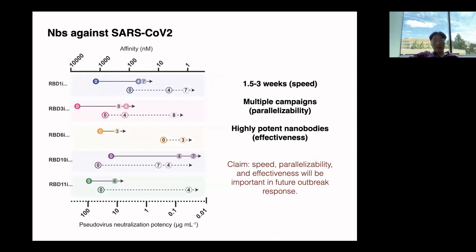Okay, so this is a summary of the work. We basically see that in these maturation campaigns, we get improvements in binding and potency over rounds, and these are because we basically can rapidly cycle through the fixation of affinity increasing mutations.